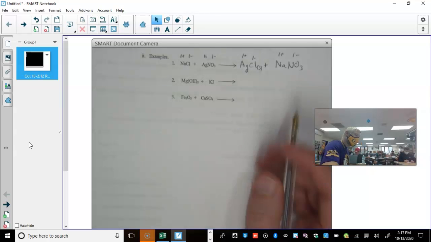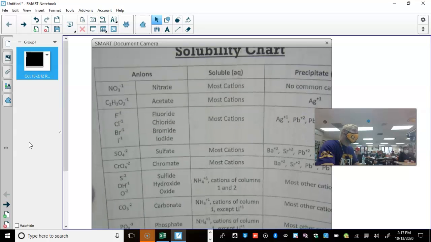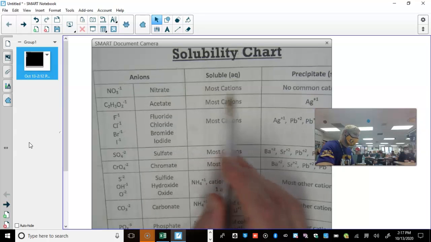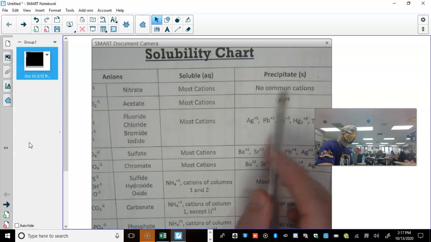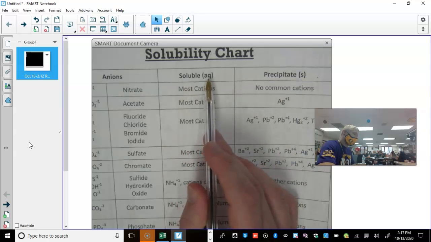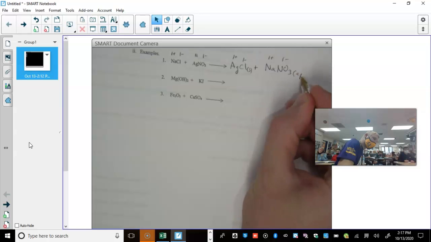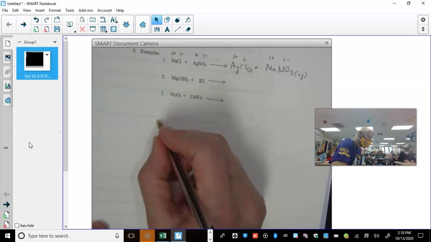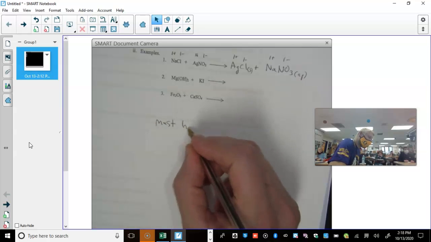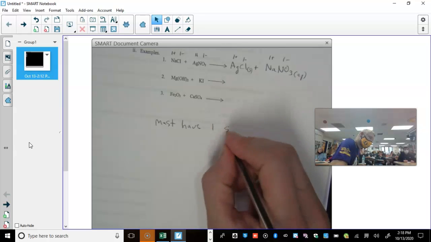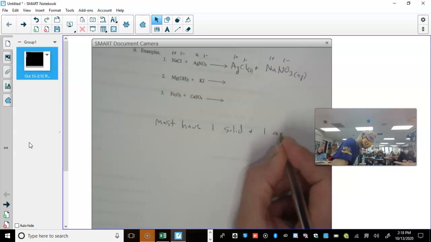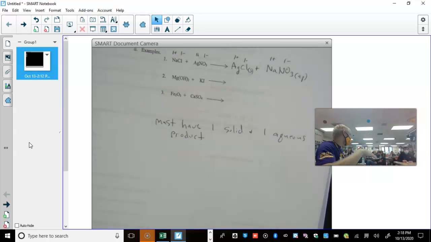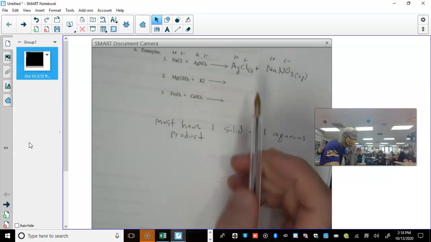Silver chloride is solid. Sodium nitrate. If I'm good at memorizing, I'll know that nitrates are always aqueous. But I can look at the solubility chart. Nitrates. No common cations form a solid. So it's going to be most cations aqueous. All right. And rule of thumb is, for the reaction to occur, you must have one solid and one aqueous product. If you have two aqueous products, it's a no reaction. If you got two solid products, it's a no reaction. So you got to have one solid and one aqueous.